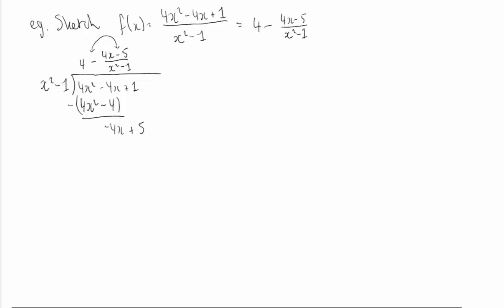So the next thing is that we can determine that the vertical asymptotes of this are going to be at plus or minus 1. And that's because I could factorise that denominator into x plus 1, x take 1. So vertical asymptotes at x equals plus or minus 1.